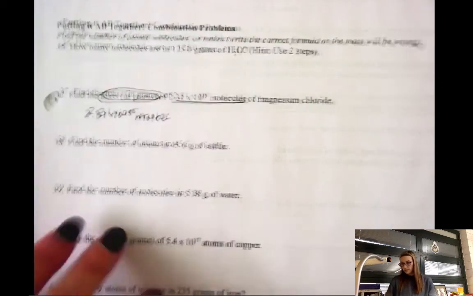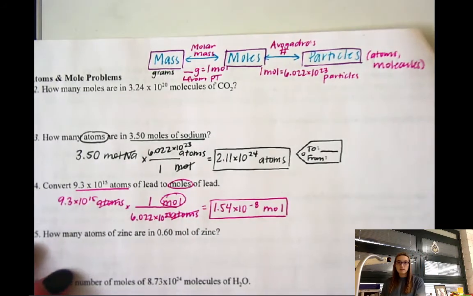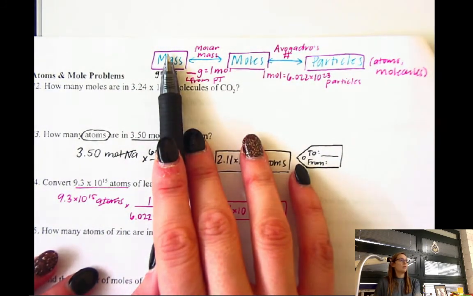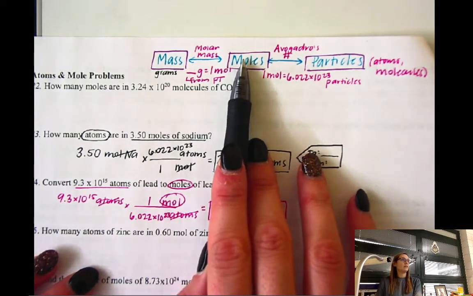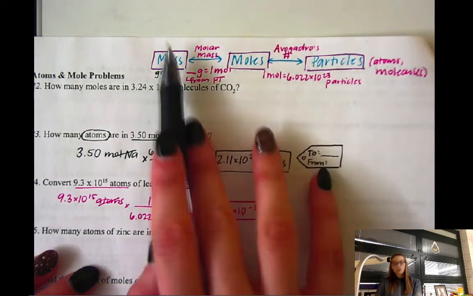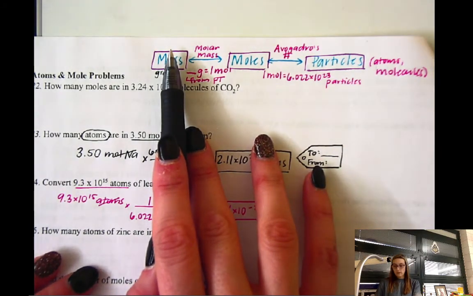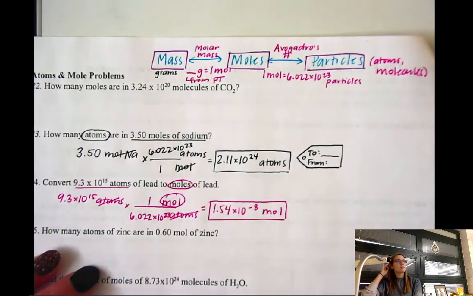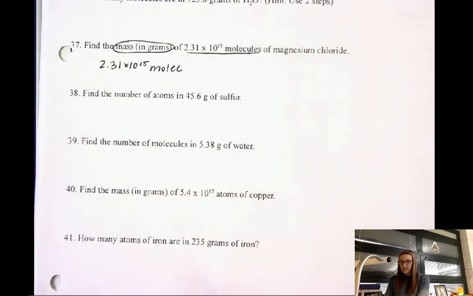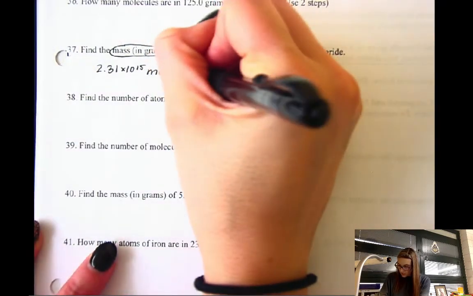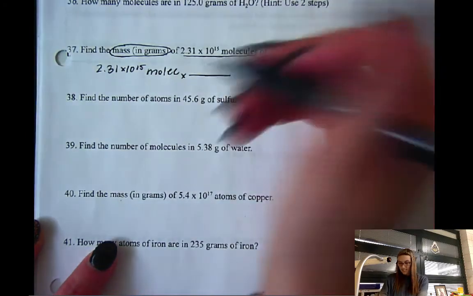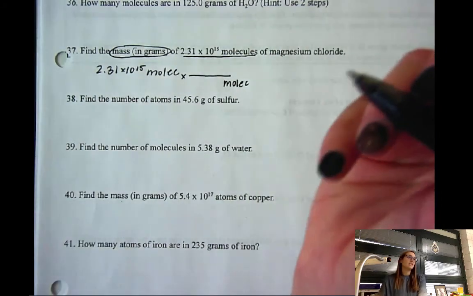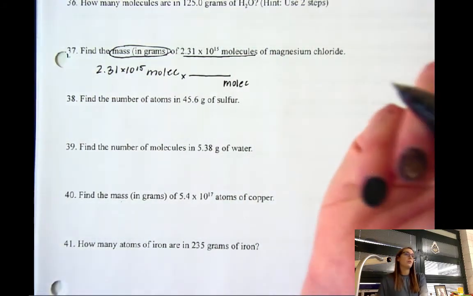Now, if we look at this, can I go directly from molecules to grams? No, I have to go to moles in between. I cannot go directly from molecules to grams, so this is a two-step problem. We have to go from molecules to moles, then from moles to grams. So the way that we're going to set this up is I know that I need to go to moles first. I know I need to cancel out molecules, because that's not the unit I want at the end. So molecules is going to go on the bottom to cancel.